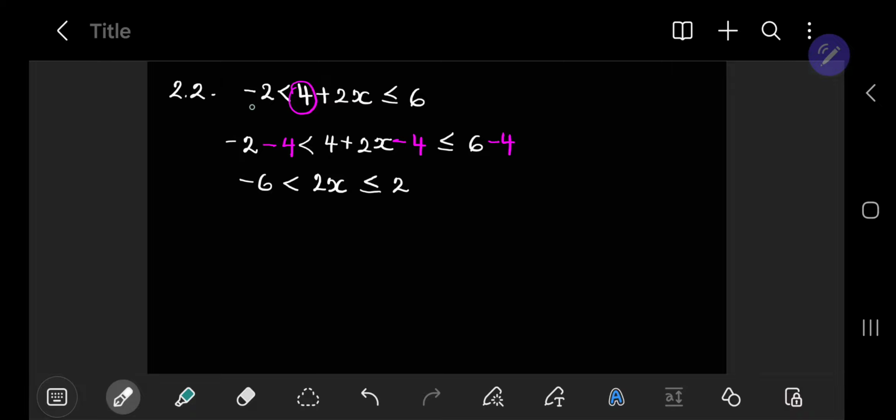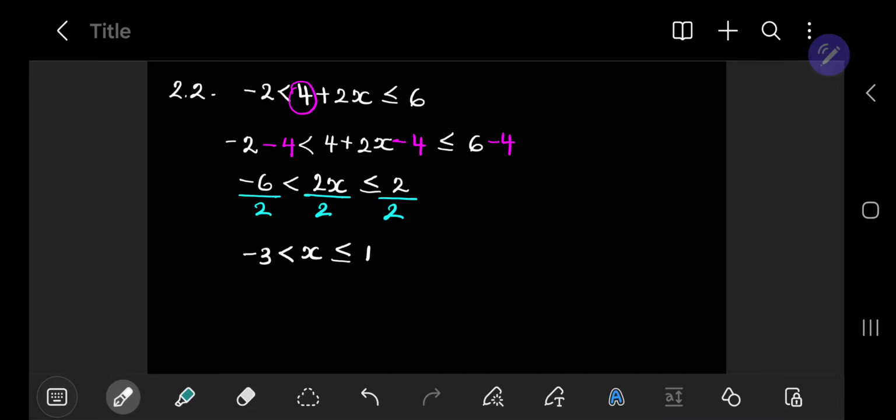On the left-hand side, negative 2 minus 4 gives us negative 6. In the middle, the 4 is gone. We've cancelled it out. We're just left with 2x. And on the right-hand side, 6 minus 4 gives us 2. Now, the next step towards getting x alone is that we need to get rid of the coefficient. And we know to do that, we have to divide by it. So we're now going to divide throughout by 2.